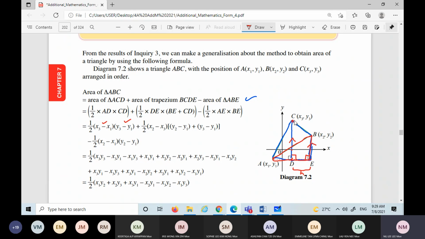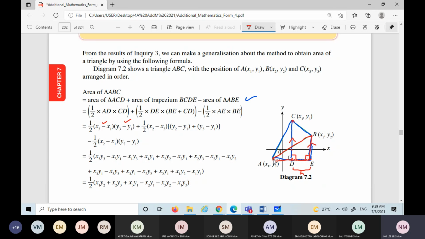Okay, so this is the y value, y3 minus y1. Then the second parallel side is this, y2 minus y1. So this is the area of the trapezium.